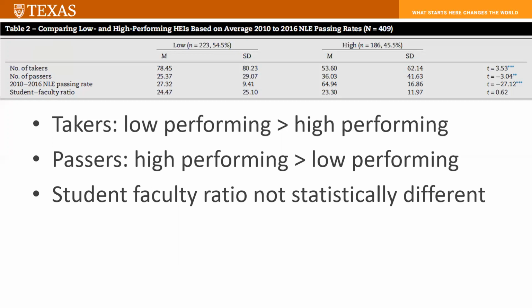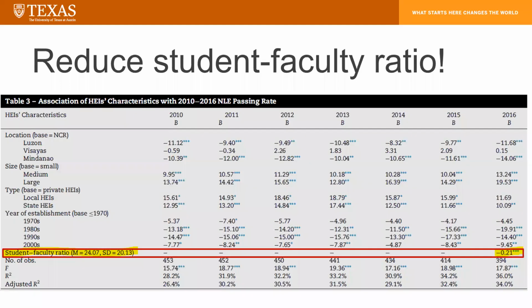But what's interesting when we do a bit more data analysis is that we found that the lower the student faculty ratio, the higher the percentage of passing rate. So it's important for nursing schools to increase their NLE passing rate, and one strategy is to reduce their student faculty ratio. There are two ways: either you hire more faculty or you reduce the number of your students. So that's one of the insights that we have, so that you can increase the percentage of passers.